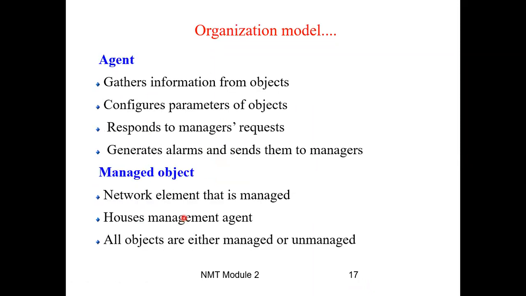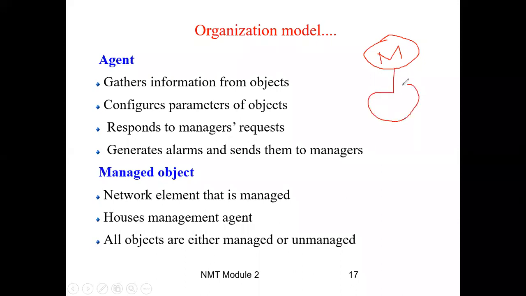Then comes the agent. The agent gathers information from the object. If we see the management model, the manager is over here. I am just drawing an oval box. After that, the hierarchy is the agent. The agent is over here, handling various objects. So these are the various objects, which are nothing but the network elements.